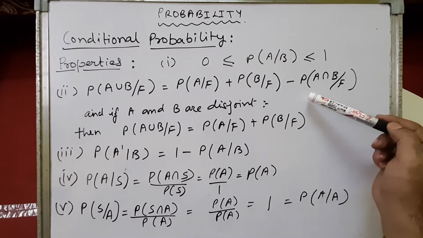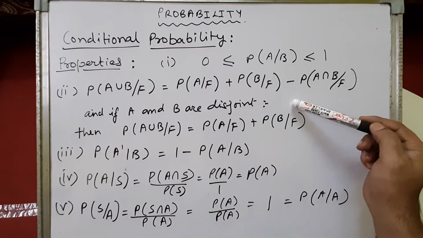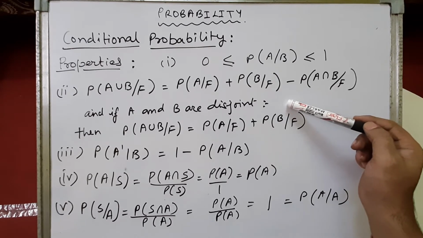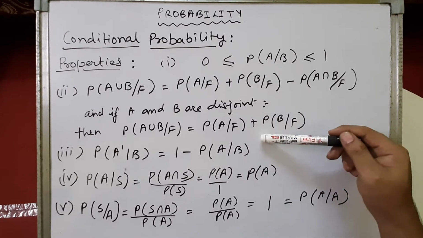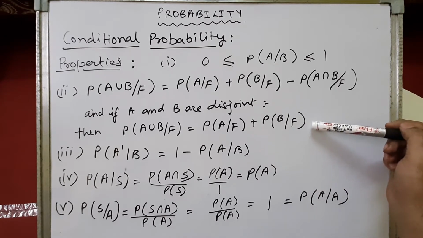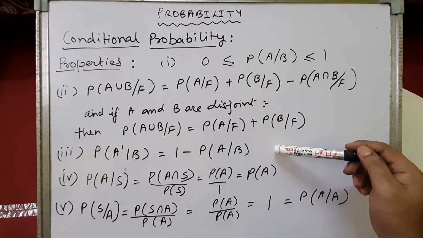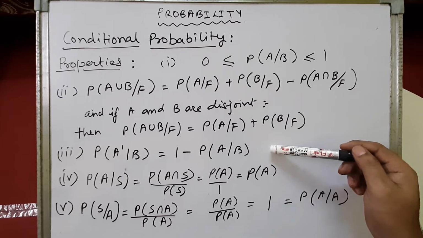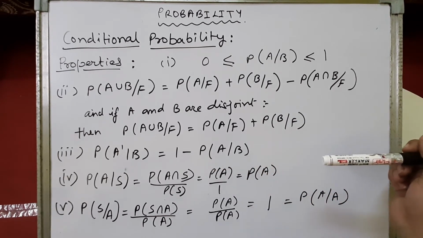Here A and B are joint sets. And if A and B are disjoint sets, that means they are mutually exclusive, then probability of A union B over F is equal to probability of A upon F plus probability of B upon F. Alright. The third property is probability of A complement upon B. We can calculate it by 1 minus probability of A upon B.